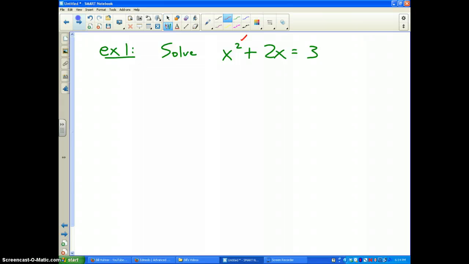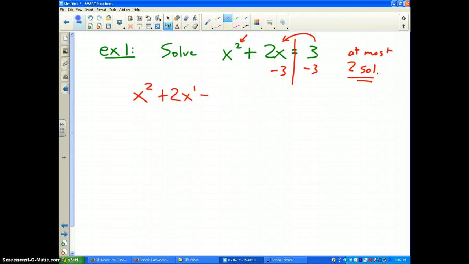First thing I notice, highest power of x is a 2. That means at most 2 solutions. Secondly, I have to make it equal to 0. Well, here's my balance scale line. I need to get that 3 over here and make it equal to 0. So I'm going to minus 3 to both sides. And then I'm going to write it in descending powers of my variable. The x squared term first, the x to the first term second, and the minus 3 at the end. And now it equals 0. I can now solve my problem.